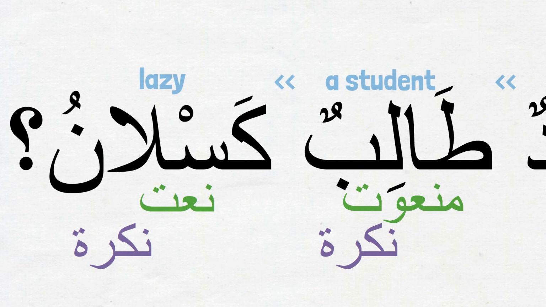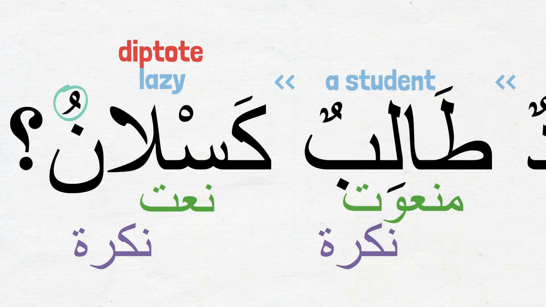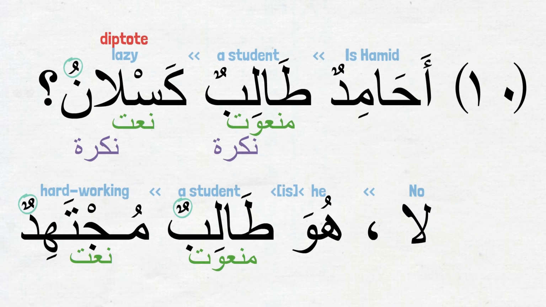But what is strange is that this ism doesn't end with tanween. It is not kaslanun, but kaslanu. There is no typo here. The reason for that is because the ism kaslanu belongs to a special subcategory of ism words called diptote, which cannot accept tanween. They just end with dhamma even in nakira form. Insha'Allah, we'll talk a bit more about such ism in the next episode.